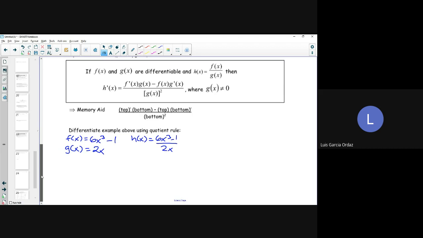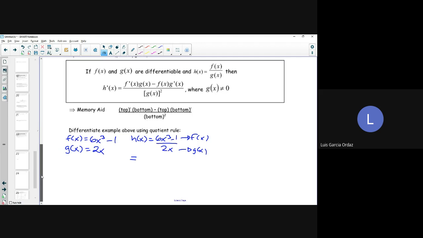So now given our rule, this would be considered f of x, and this would be considered g of x. Following the rules from the top, can someone give me the numerator? Remember, we're taking the derivative of the top times the bottom minus the top times the derivative of the bottom.